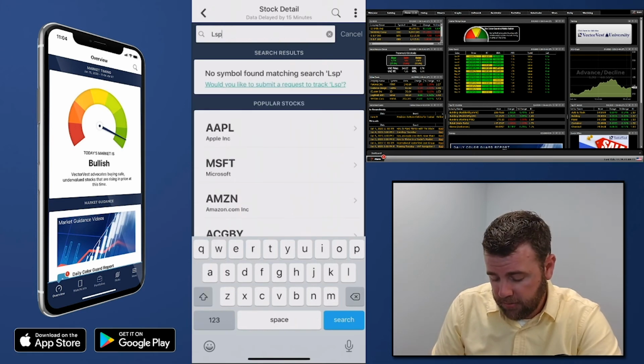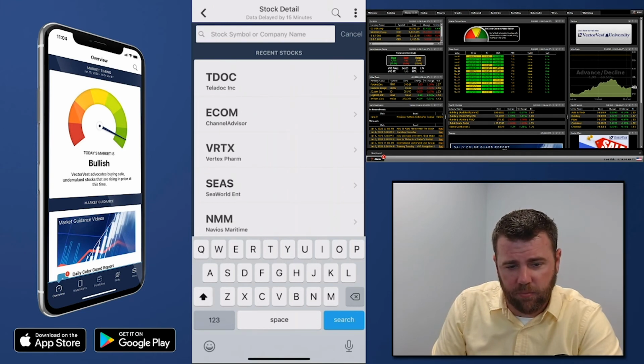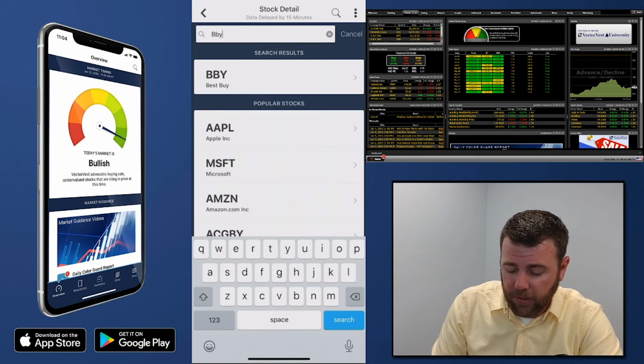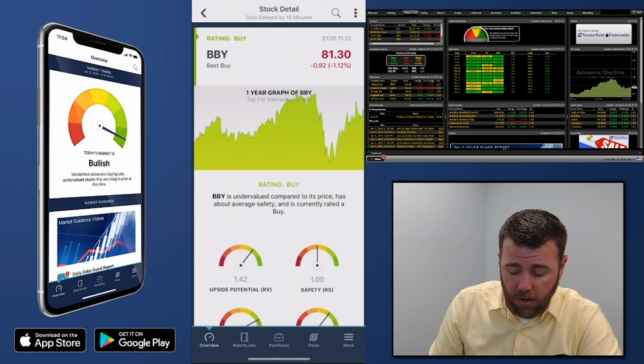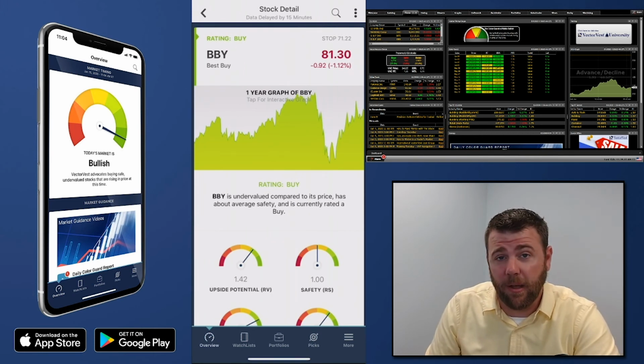LSPD. I'm not seeing that here. Is that the U.S. markets? What market is that in? If it's U.S., we can pull it up, or if it's not in here, we can get it added to our database. That's a great thing about VectorVest and being the company who we are.